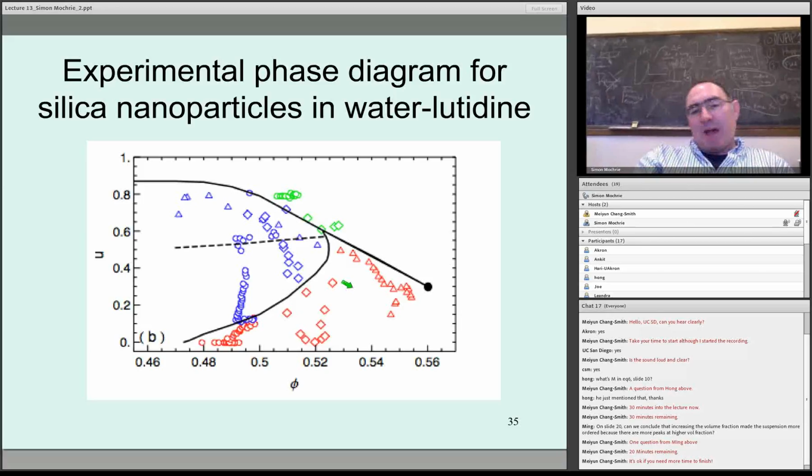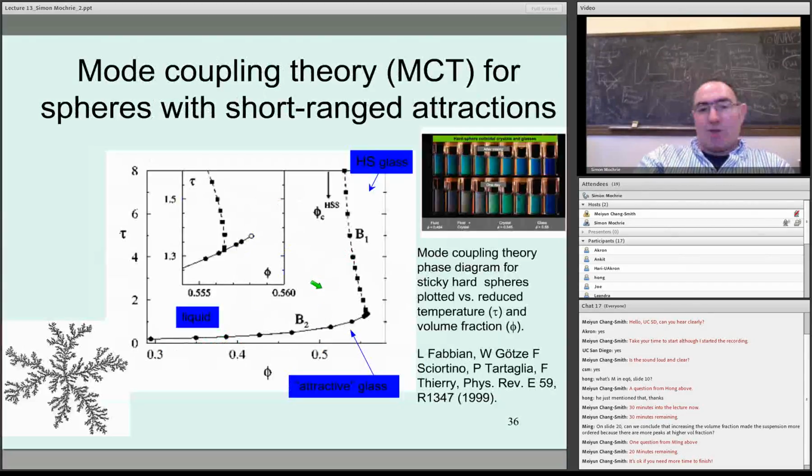That's what you expect for a hard sphere glass. And then in the middle of them, you see this blue behavior where it becomes liquid in between this attractive glass and this repulsive glass over here. And that's sort of what you expect from this phase diagram.